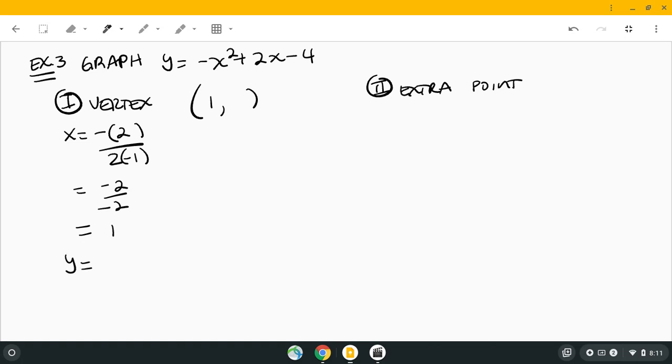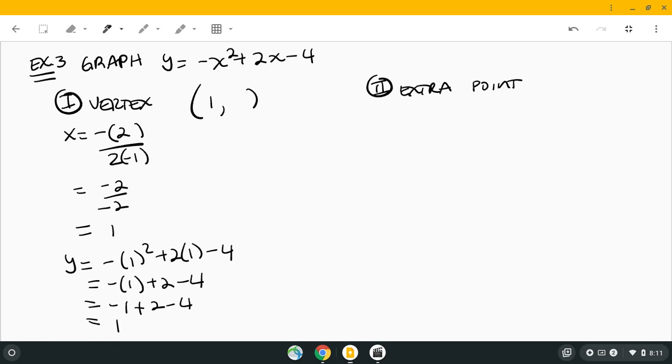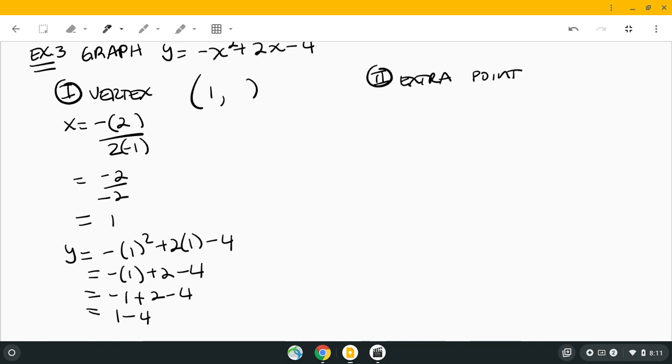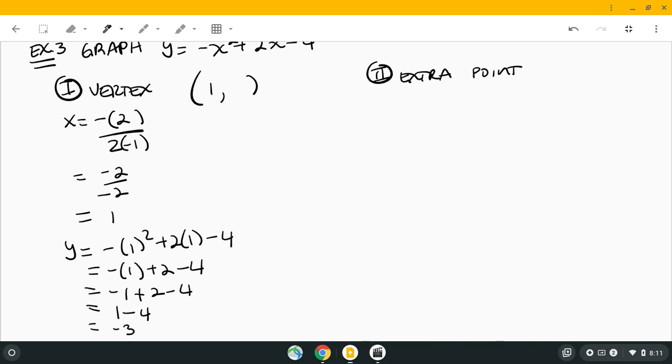Okay, let's find the y value. Let's take that 1 and plug it in. -1 squared plus 2 times 1 minus 4. So here you have to do order of operations. So exponents first, then you can multiply. Okay, right? Order of operations, exponents first, and then multiplication. Okay, so that is going to be -1. So that is -1 plus 2 minus 4. That is going to be 1 minus 4. And that will give us -3. So our vertex is at 1, -3.